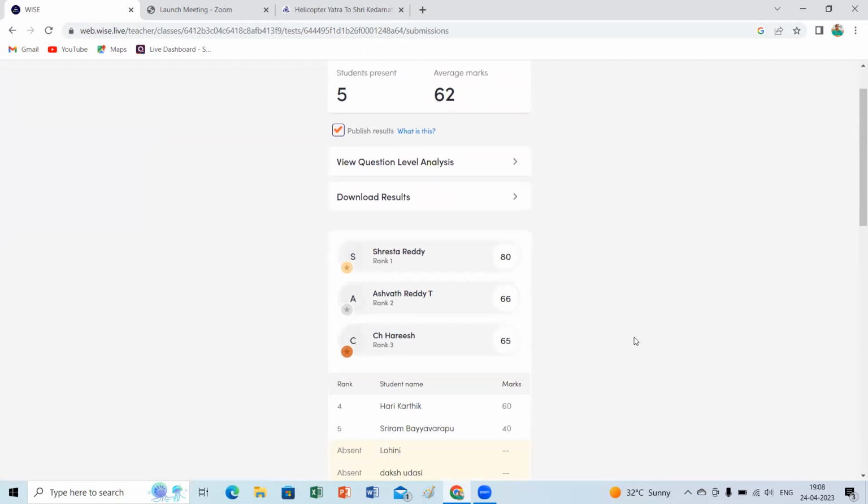Very good. Shrestha is there in the class. Absolutely, ma'am. Good job. Congratulations, dear, for scoring. Thank you, ma'am. Good. Ashwath Reddy and Harish, Hari Karthik, Sriram, why did you not attend the test? Any difficulty in a particular question, Harish, Ashwath, Hari Karthik, Sriram? No, ma'am, I made mistakes, ma'am.